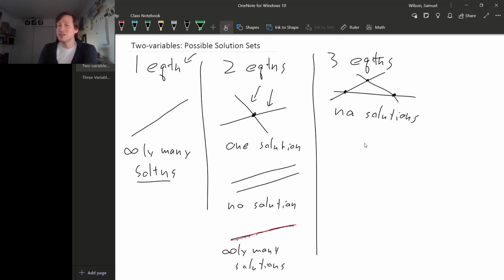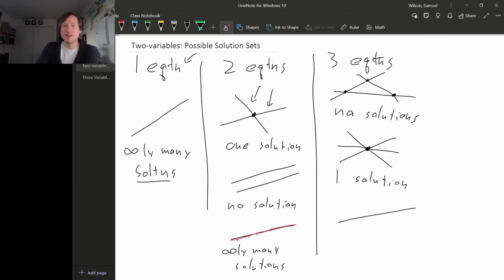It is possible to get just one solution if you have all three lines that, almost by coincidence, just happen to all go through a single point. So in this case, there's exactly one solution. Of course, if you have all three lines piling on top of each other like this, so the same line three times, then you have infinitely many solutions again.